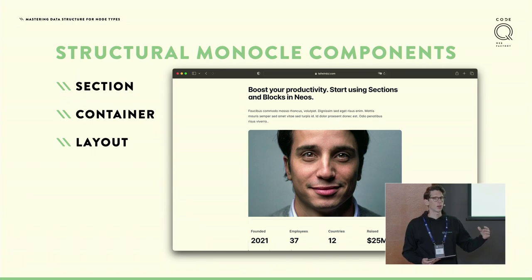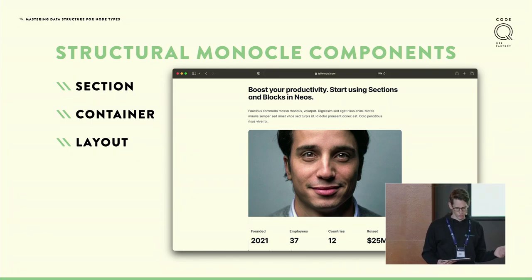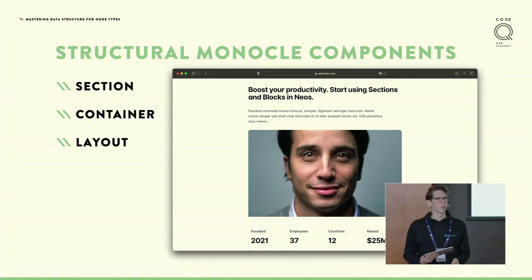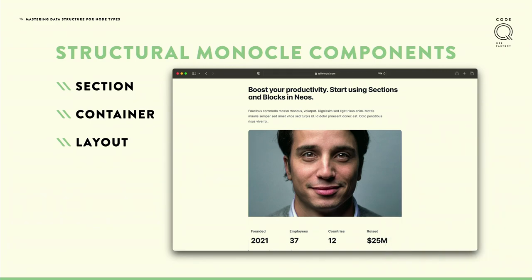Now, we want to have a similar logic in our presentation components, so in Monocle. And in Monocle, typically, you have three kinds of layouting objects. You have one which I call section, and a section is really a section tag. It can have an ID, paddings, margins, and in that, we put a container layout. The container layout is something all of you know, the thing which makes sure that the text doesn't get too wide on big screens and that it keeps a minimal padding on mobile. This is a container.